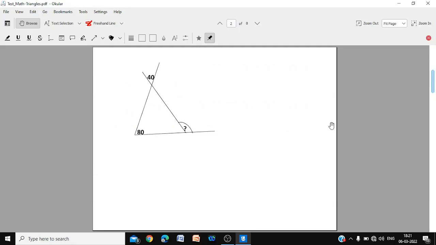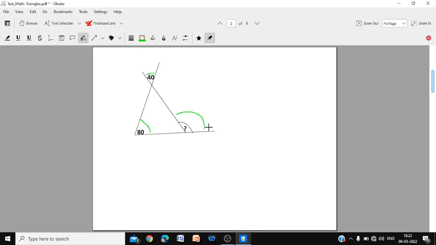First question. A triangle is given. This angle is 40 degrees. This is 80 degrees. Now to find the value of this external angle. What is the value of this external angle where we have put the question mark? That's question number 1.